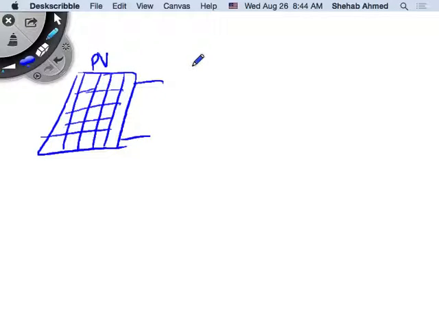What does the output of a PV panel look like? Is it an AC output or is it a DC output? No, it's a DC output.